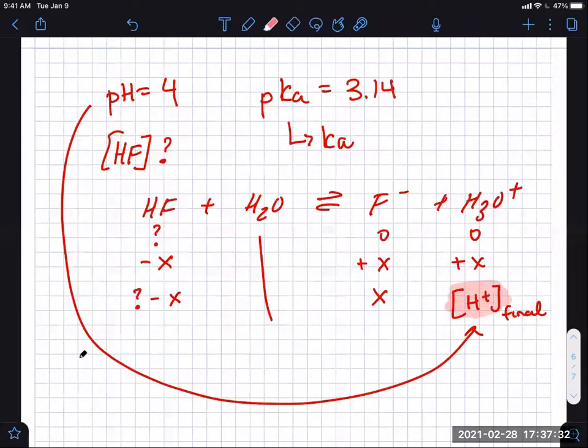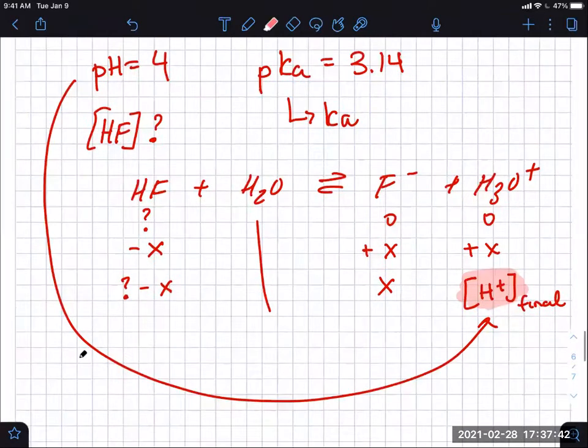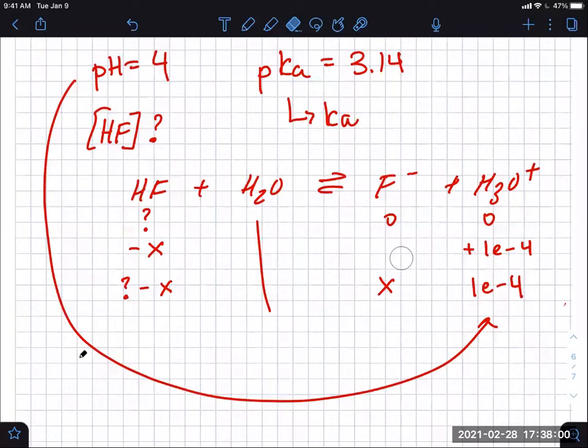So we went from 0 to this H plus concentration, which I can calculate really quickly, just by doing 10 to the negative 4, because our pH is 4. I'll actually write in numbers because it's probably easier to understand. So we'll do 1e negative 4. The only way we can get from 0 to 1e negative 4 is from adding that number. So we know our change is 1e negative 4. And we're going to apply that everywhere, right?